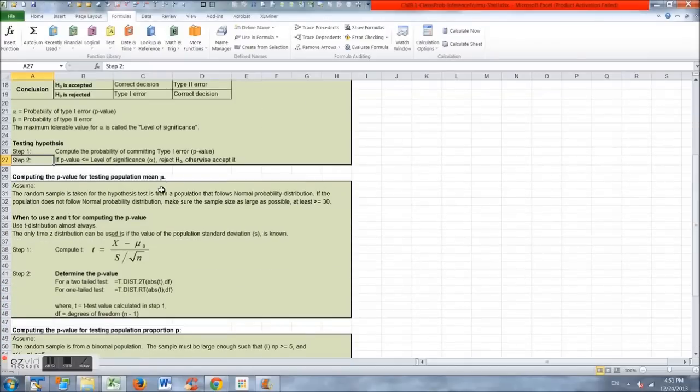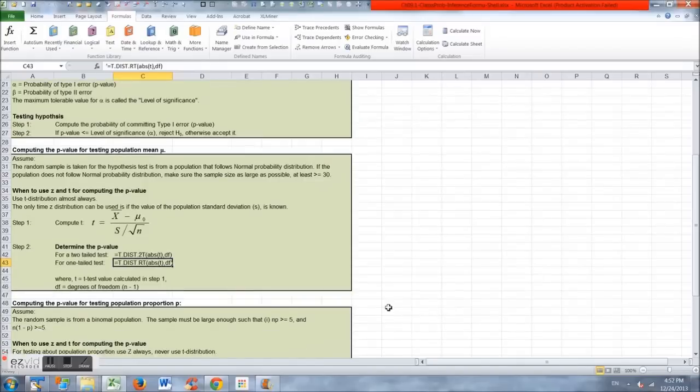In the case of hypothesis testing for population mean mu, we'll use the t statistic and this formula for t, and then the p-value will be determined either using this formula in case of a two-tailed test or this one in case of a one-tailed test of either variety.